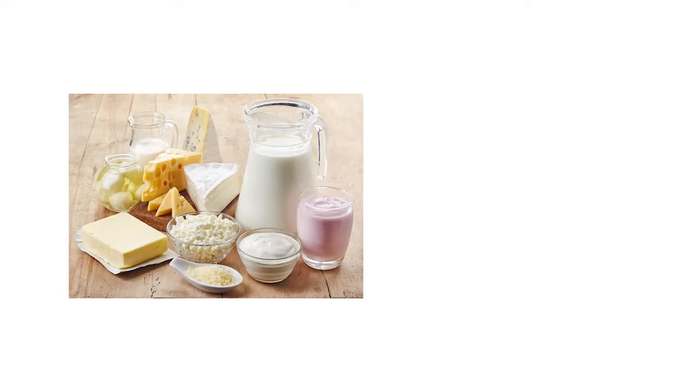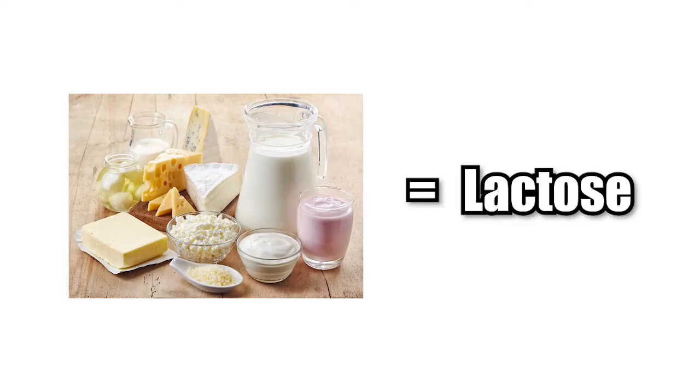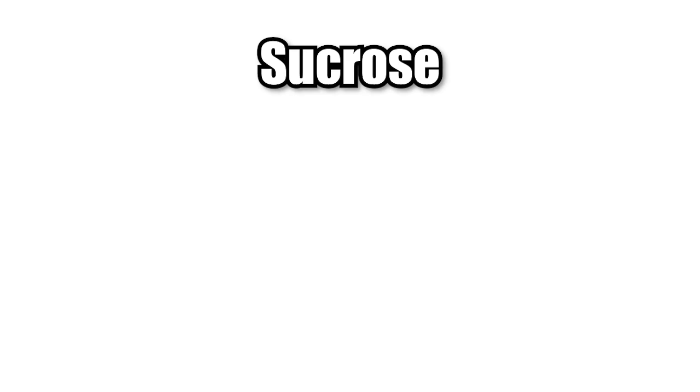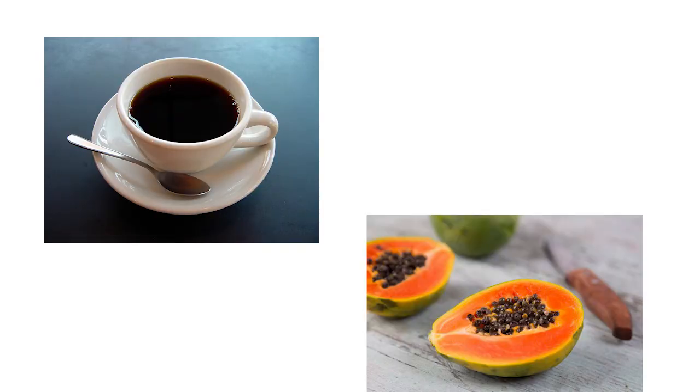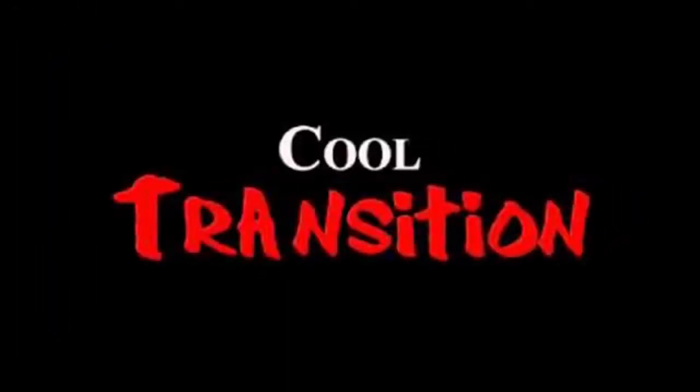Here's what you need to know. Lactose equals milk. Anything that has to do with milk is lactose. And lastly, you have sucrose, which is a sugar composed of glucose and fructose subunits. Examples include coffee, papaya, and sweet corn.